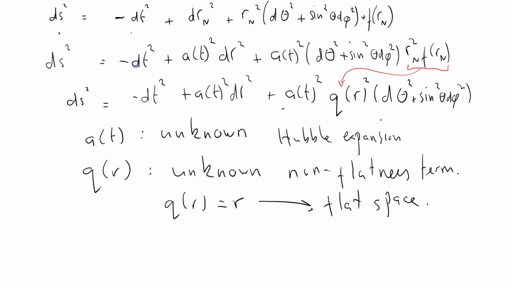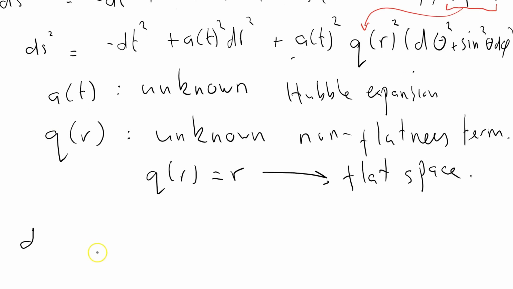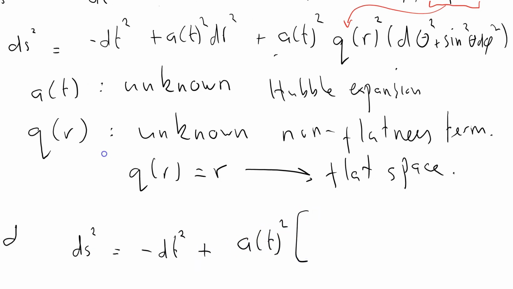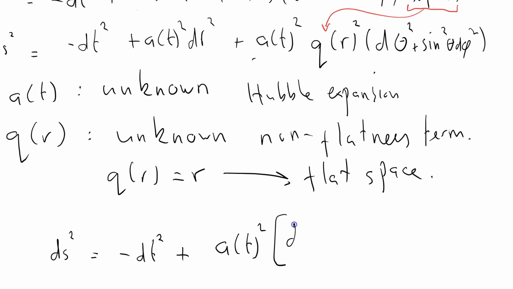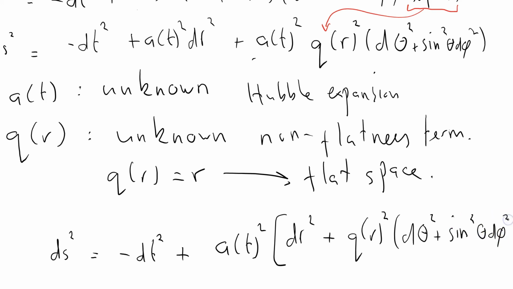I'm going to write that out again and talk about it a little bit more. We've got ds squared equals minus dt squared plus a of t squared. We may as well factorize it a little bit, I guess. And that's dr squared plus q of r squared times your angular terms, d theta squared, I guess there should be a bracket there, plus sine squared theta d phi squared.